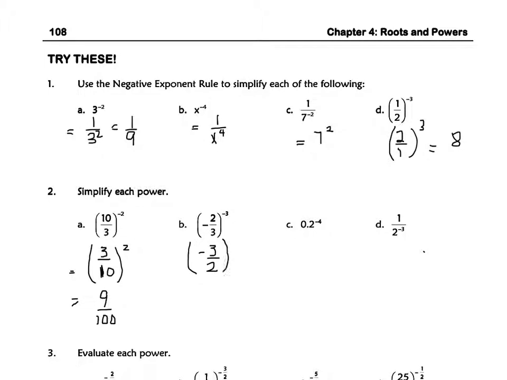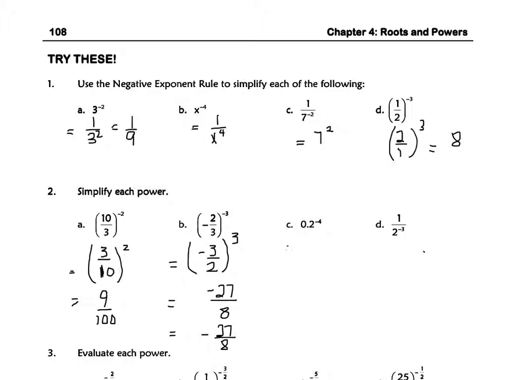Negative in the exponent means flip the base to the positive exponent. So that would give you negative 3 cubed, which is going to be negative 27, over 2 cubed, which is 8. And you can put that negative in the front there if you like.